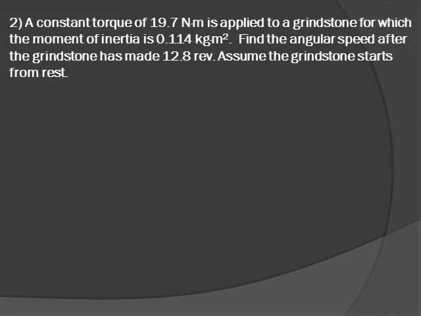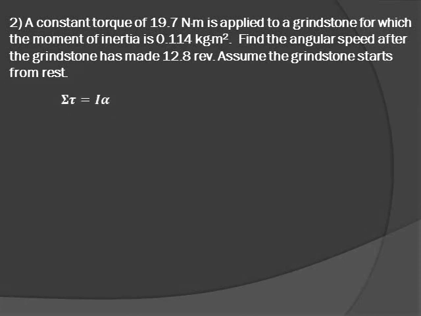Question number 2 says a constant torque of 19.7 newton meters is applied to a grindstone of which the moment of inertia is 0.114 kilogram meters squared. Find the angular speed after the grindstone is made 12.8 revolutions. Assume the grindstone starts from rest.